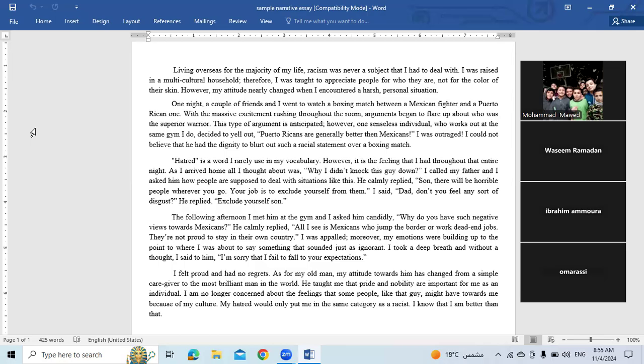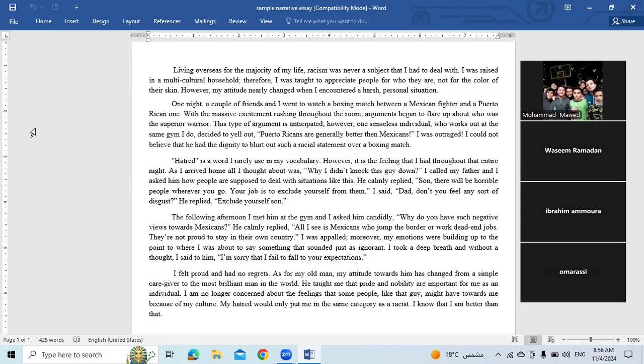Okay, so before Mawad continues, the first paragraph starts by the writer saying that living overseas for the majority of my life, racism was never a subject that I had to deal with. It means that when the writer or the narrator or author says living overseas, he is not living in his own what? Country. Yes, country. So the writer is a person who is not living in his own country. He might be an immigrant.